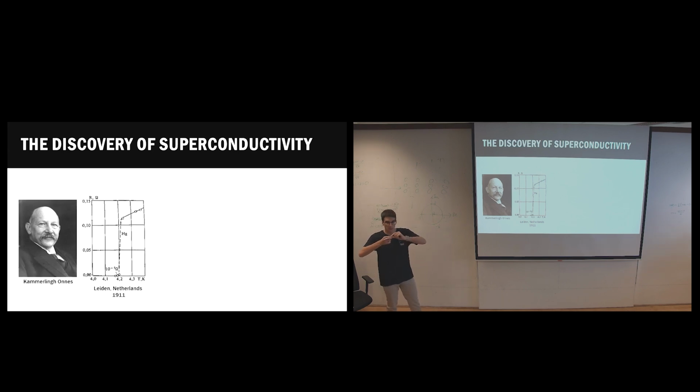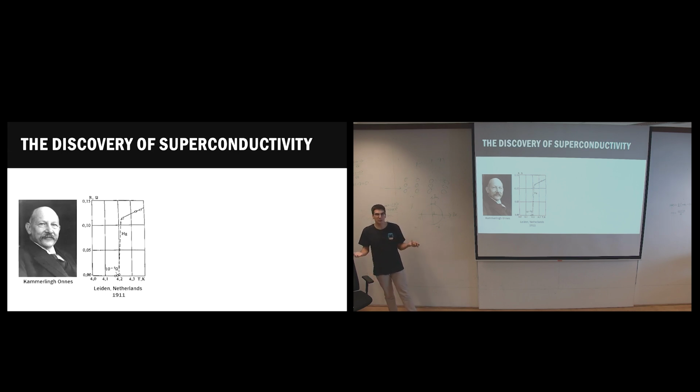He's doing some measurements. He takes some mercury filament, and then he's passing a current through the filament, and he's measuring the voltage drop, so he can calculate the resistance. And then he thinks, oh, what happens if I cool it down? Like, I know how to prepare liquid nitrogen, liquid helium. What happens when I cool it down?